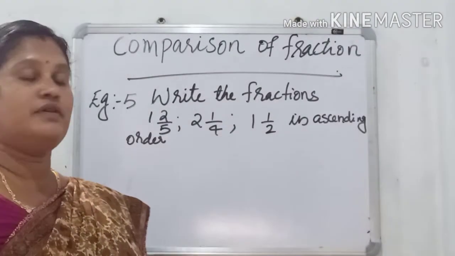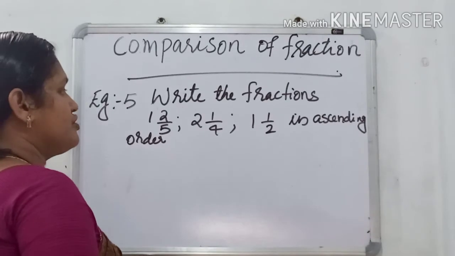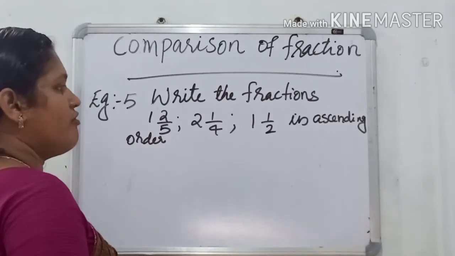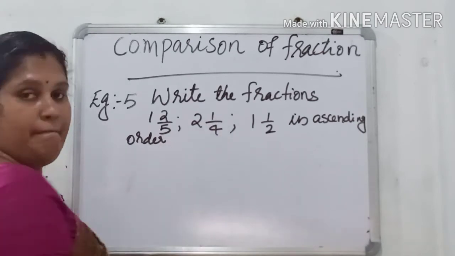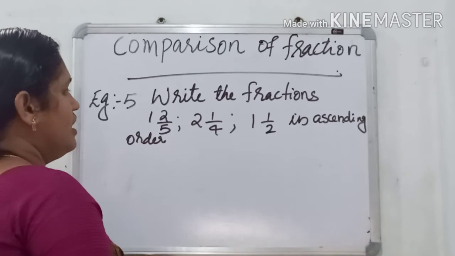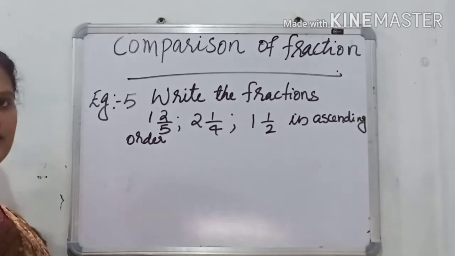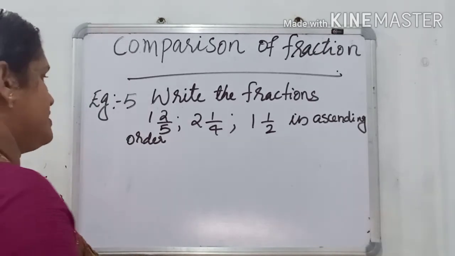Next example 5. Write the fractions 1 2 by 5, 2 1 by 4, 1 1 by 2 in ascending order. Here all are mixed fractions. We can compare. To compare the mixed fractions, first we have to convert them into improper fractions.